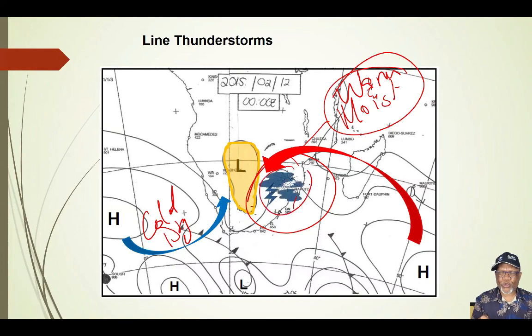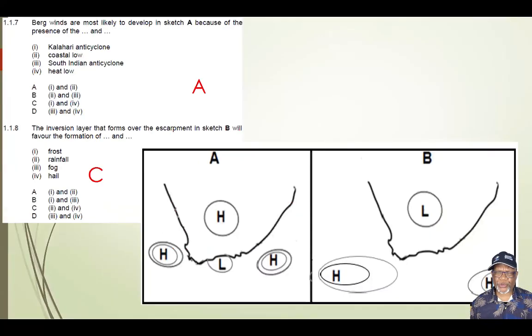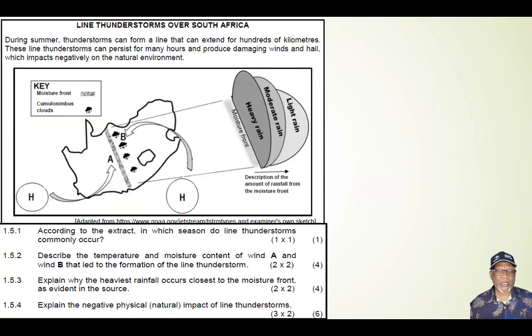Why? Because of cumulonimbus clouds. So I'm not going to go there. We know it is destruction of vegetation, soil erosion, soil losing fertility, destruction of ecosystem, destruction of natural habitat. So it's the same impact as those that we did when we were talking about tropical cyclones and mid-latitude cyclones. Now, here are short activity questions which you must master.